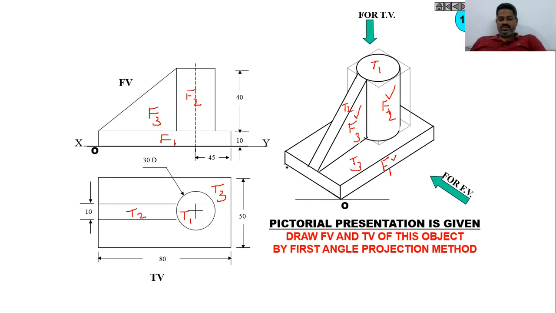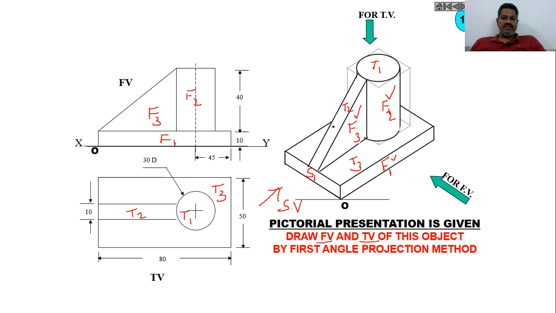Then let us try to draw the side view. In this case he is not asked the side view, only the front view and top view, but let me draw the side view for this. So when you see this component from the side, it looks like this. When you see from this direction, you will find this shape.